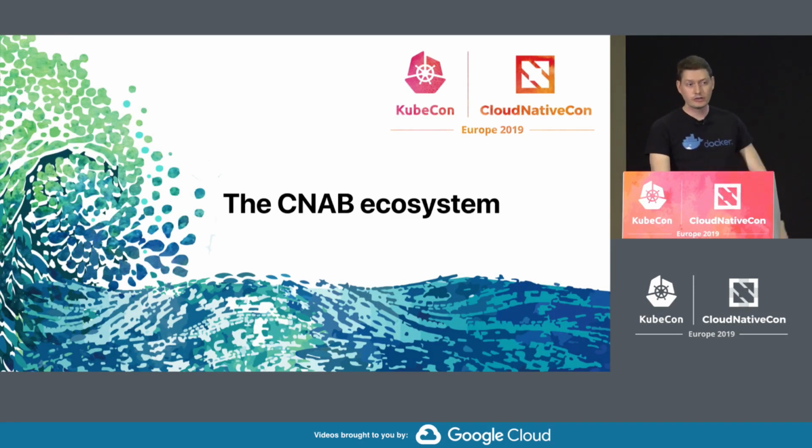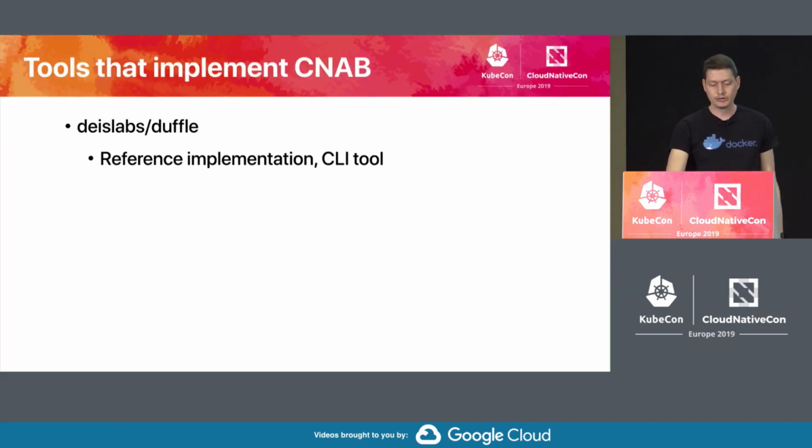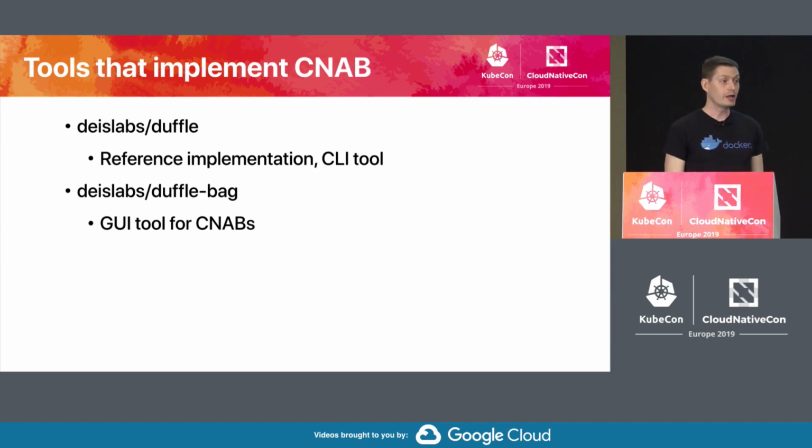So let's take a look at the ecosystem, because I talked a little bit about duffle. So the first tool is Duffle, which is hosted on the Deus Labs GitHub repo. It's the reference implementation, and it's a CLI tool. So we use this primarily to exercise the specification, and it's vended in a bunch of the tools that use the CNAB spec. We then have duffle-bag, which is a GUI tool for manipulating CNABs.